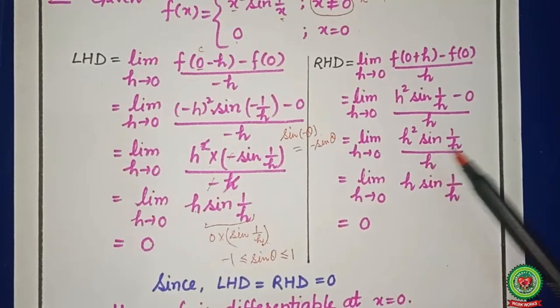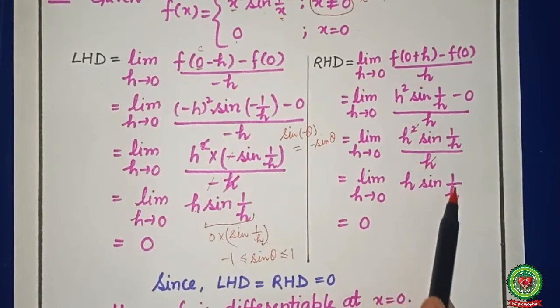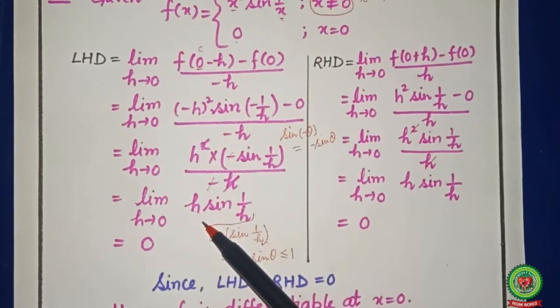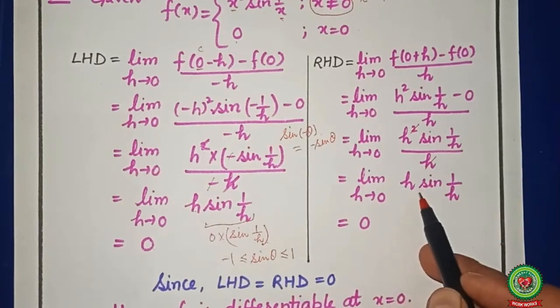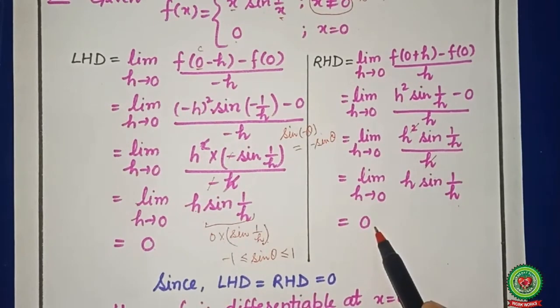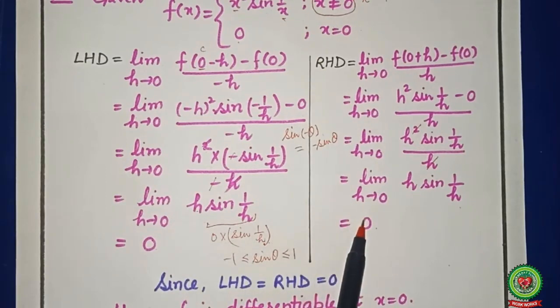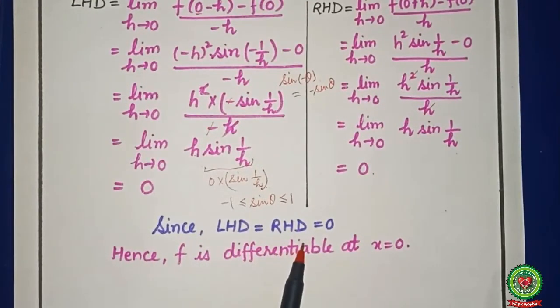Here h square sine 1 upon h upon h. One h will cancel out. So we are left with h into sine 1 upon h. Same type of limit is there that we got in the left hand derivative. So here again when you apply the limit, it will be 0 into sine of 1 by h. So answer is 0. Now again left hand derivative and right hand derivative, both are having the same value. It means they are equal. Hence f is differentiable at x equal to 0.